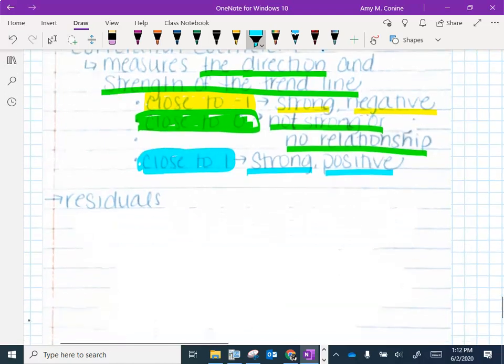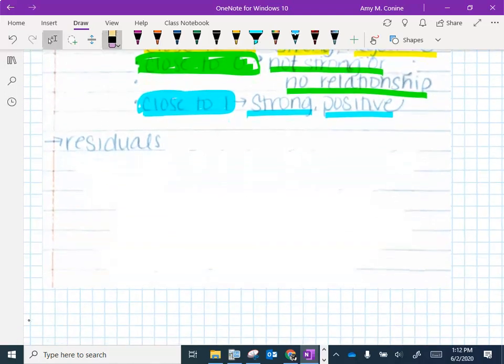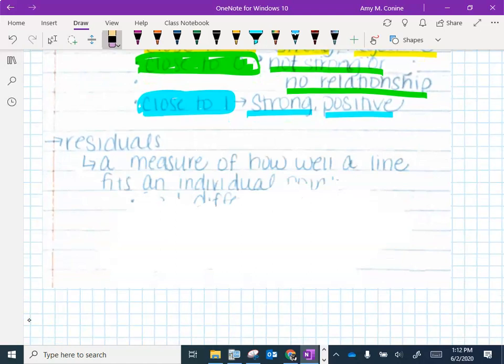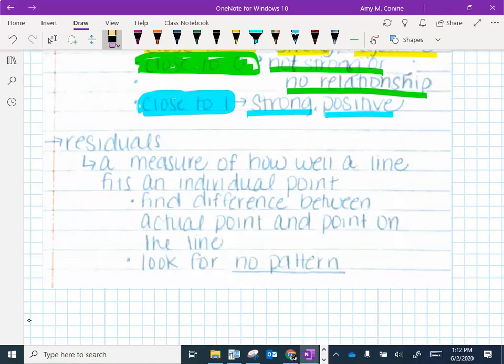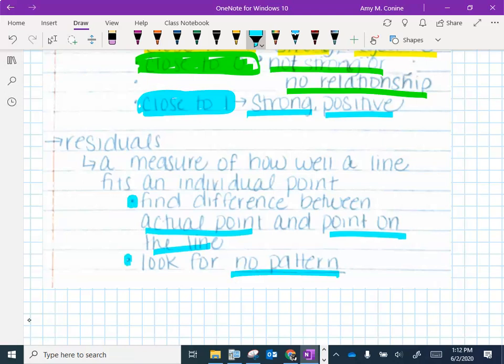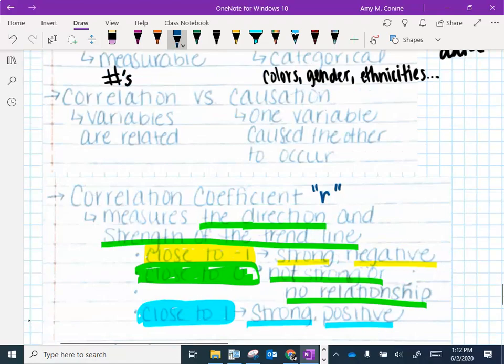So then the last thing, we've got residuals. Residuals are a measure of how well a line fits an individual point. We find the difference between the actual point and the point on the line, and then we look for no pattern. So we see how the points fit, we do some subtraction, and then we see if there's a pattern. So we're going to go back up top and we're going to do some practice with these vocab words, okay? So scroll back up top.